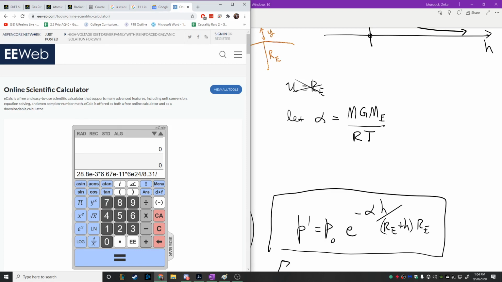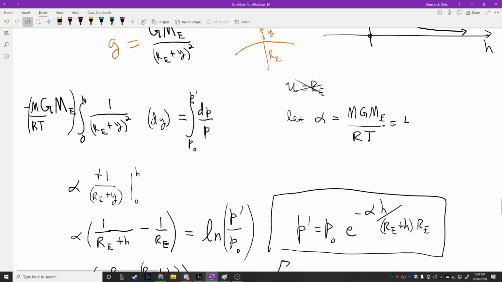We're assuming the temperature is constant at 0, which was 273. So alpha is this big number. It's 3.6. So it's 5.1 times 10 to the 9, I think, right? Okay. And then we've got radius of the Earth, all that other stuff here.